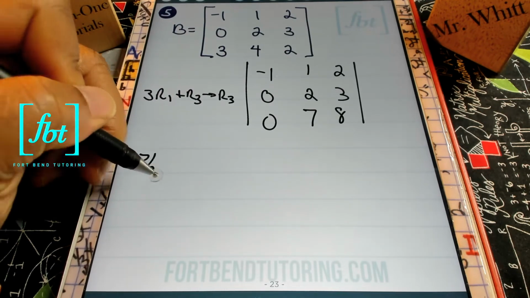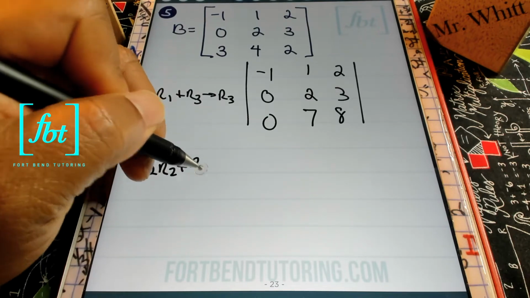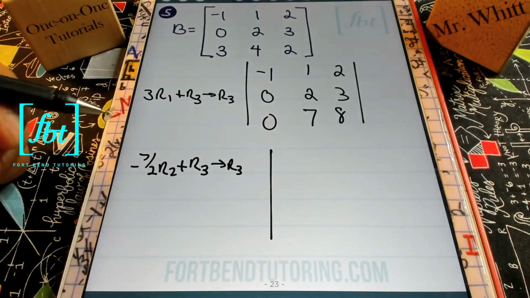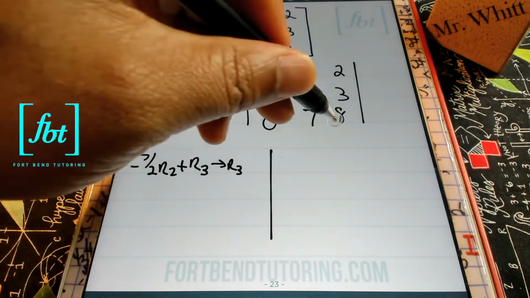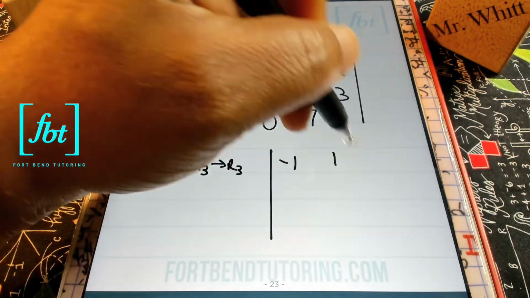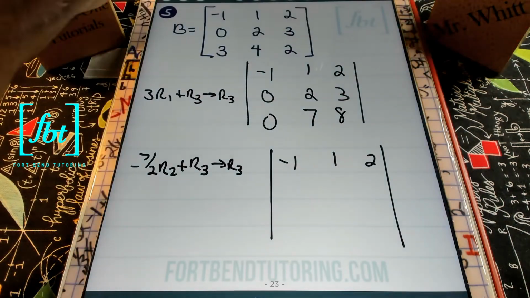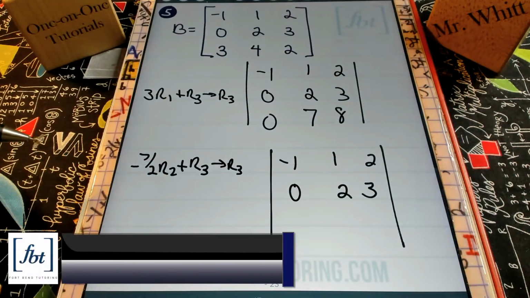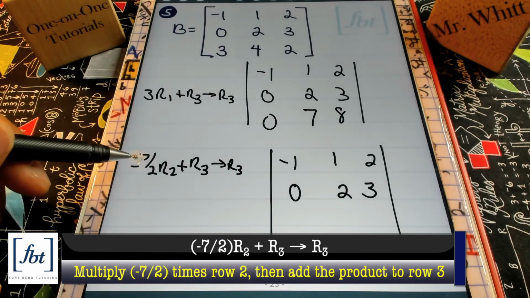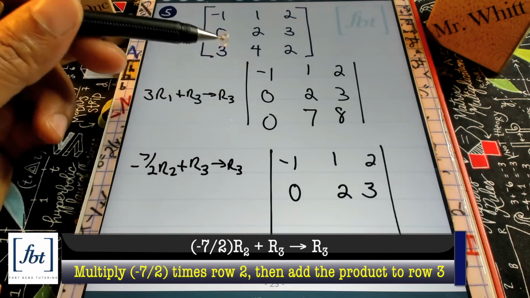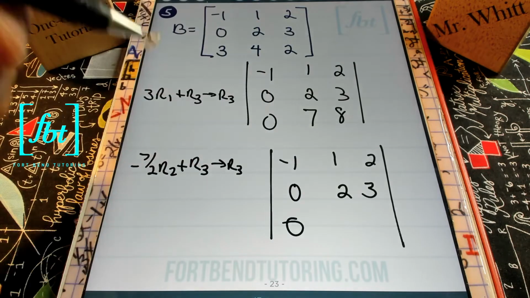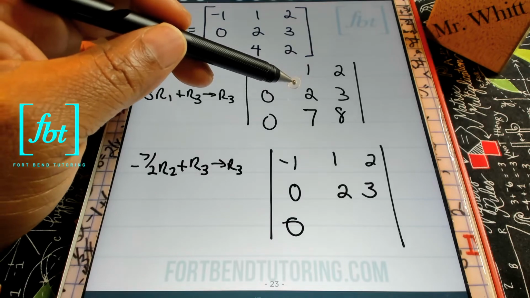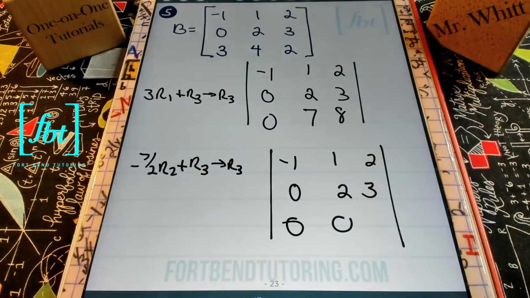In order to make that happen, I'm going to do the following row operation. I'll have -7 halves, row 2, plus row 3, placing the result in row 3. This means that my first 2 rows will go unchanged. I'll be bringing down -1, 1, 2, as well as bringing down 0, 2, and 3. Then what we'll do is multiplying -7 halves times 0 to give me 0, and then 0 plus 0 is 0. Then multiplying -7 halves times 2, that gives you -7, and -7 plus 7 is 0.